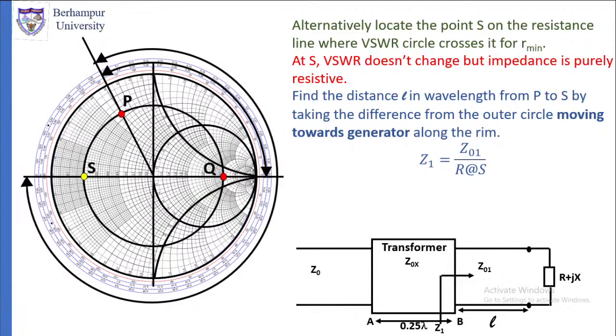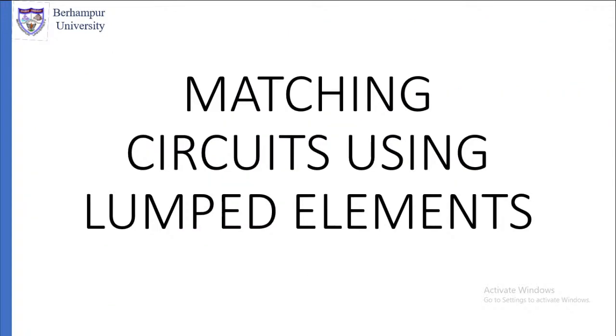So with this, we have come to the end of matching different types of impedances: pure resistance with pure resistance, and complex impedance with resistance. Both of these we have discussed. After this, let us take a break here for 5 minutes. Then we will come back and discuss important things.